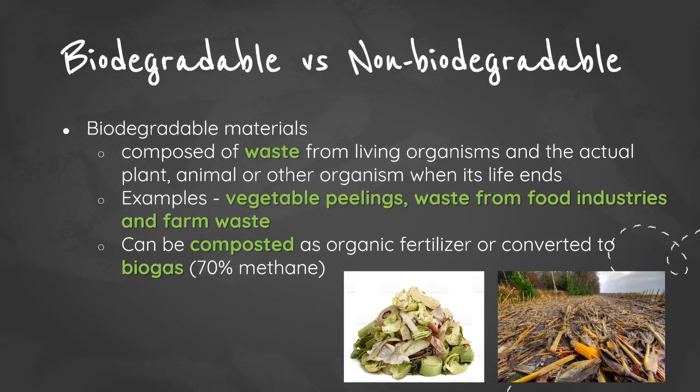So we're going to first differentiate between biodegradable and non-biodegradable materials. When we're speaking about biodegradable materials, we think about waste from living organisms. For example, vegetable peelings, waste from food industries, farm waste. It can be composted as organic fertilizers or converted to biogas.